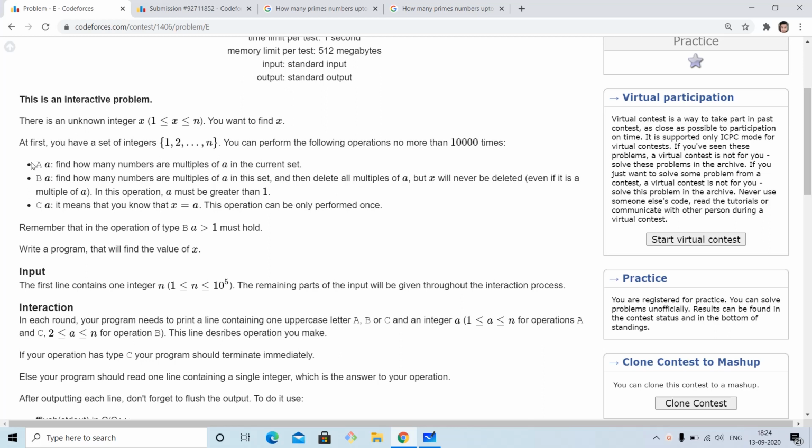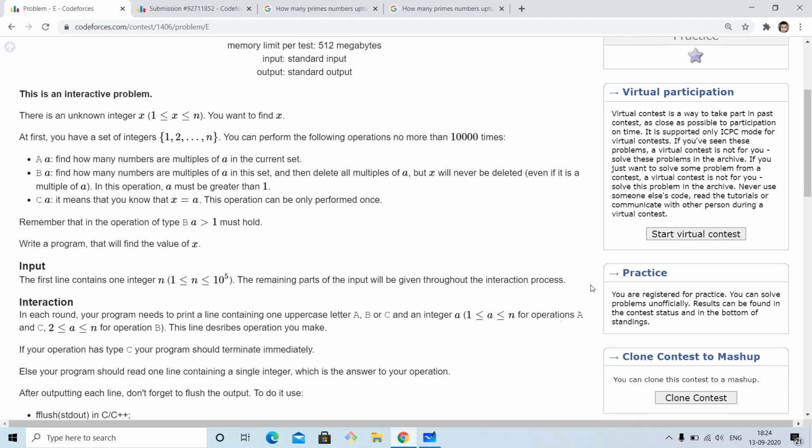Our queries are of these types. A a will tell us how many multiples of a are in the current set. B a will tell us how many multiples are in the current set, and then it will delete all the multiples except x if x is a multiple; otherwise it will delete all the multiples. And C a will tell us that x is equal to a, which is the final result, and this can be done only once in the whole sequence of queries.